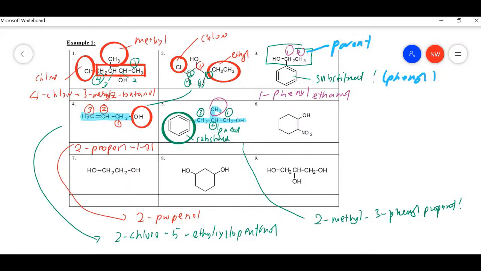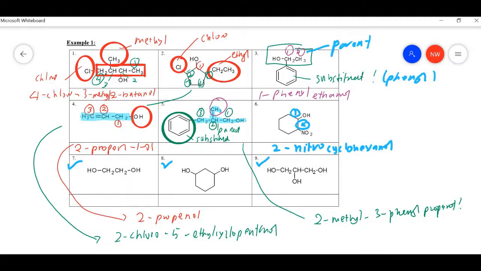Make sure kalau you namakan dia, ikut alfabet, kena tengok alfabet mana datang dulu. Untuk struktur yang ini, kita tahu dekat sini OH akan jadi posisi yang pertama, ini akan jadi posisi yang kedua. Kalau OH posisi yang pertama, parentnya adalah cyclohexanol. Cyclohexanol nitro group posisi yang kedua, so 2 nitro cyclohexanol.